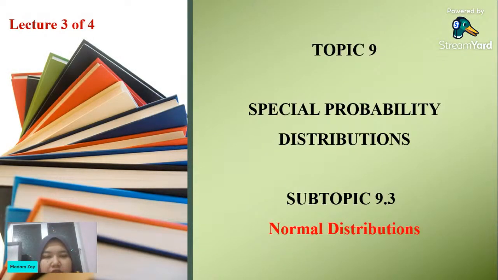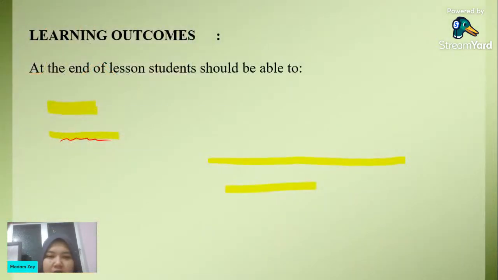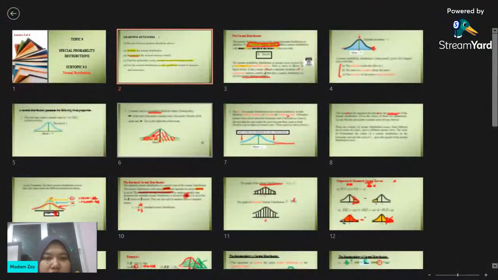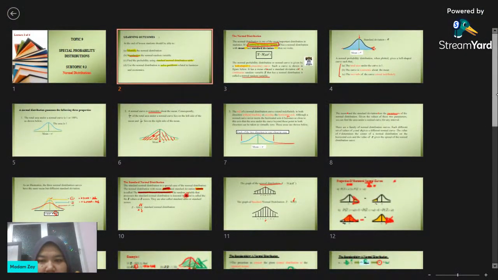Okay, so for lecture 3, we are discussing normal distribution. We have learned what the normal distribution is and how to standardize, and also to find the probability using the standard normal distribution table. Okay, now we continue with which part?